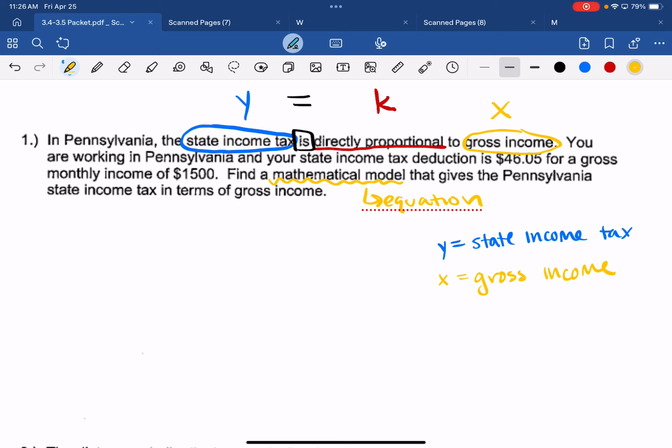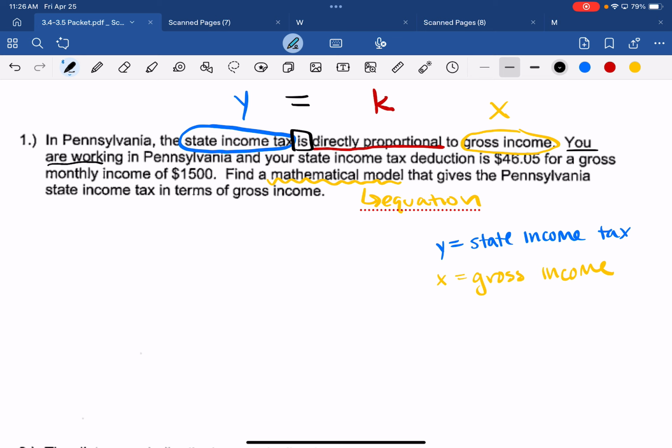So, when I give you these problems, I'm almost always going to give you a piece of information. Typically it comes later, sometimes it does come in the beginning. I'm giving you this piece of information that you are working in Pennsylvania and your state income tax deduction is $46.05 for a gross monthly income of $1,500. Okay, so here's my general form. In general, my equation is going to look something like this. We just need to eventually get a number there.